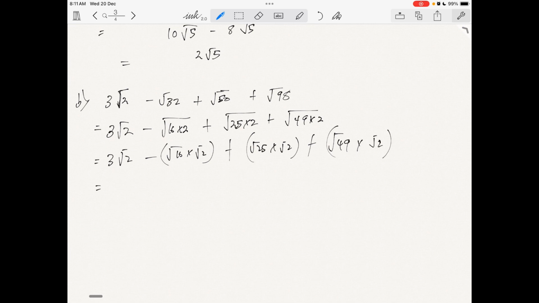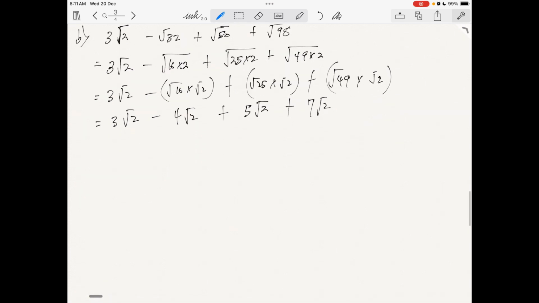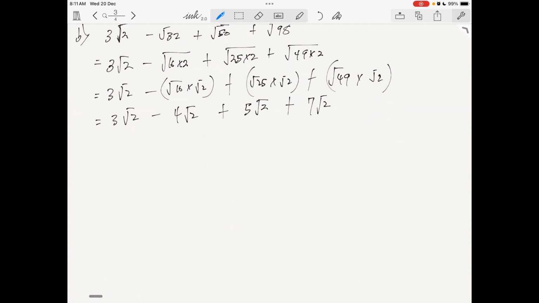So with that, we have 3 root 2 minus root 16, which is 4, so this gives us 4 root 2. Root 25 is 5, that will give us 5 root 2. And root 49 is 7, that will give us 7 root 2. So if we perform the algebraic sum on everything, this gives us 3 minus 4 plus 5 plus 7, and altogether we'll have 11 root 2.